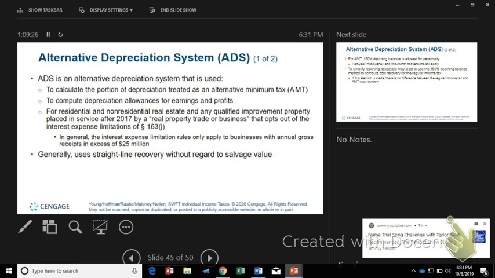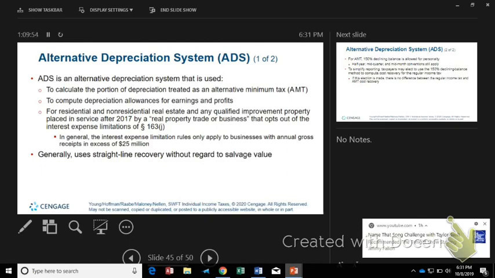And this was one of the charts that I showed you about, the ADS, alternate depreciation system. It's used when you're using AMT. We haven't done the chapter on AMT. That's chapter 12, alternative minimum tax. But it's used to get depreciation for earnings and profits. So residential and non-residential real estate and improvements placed in service after 2017.